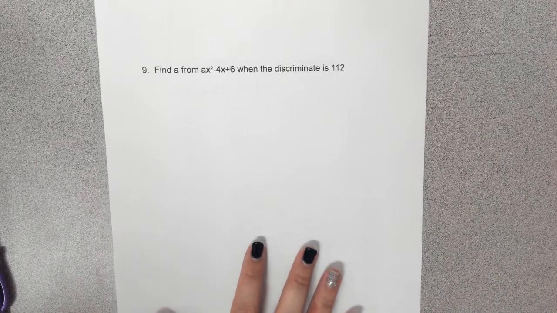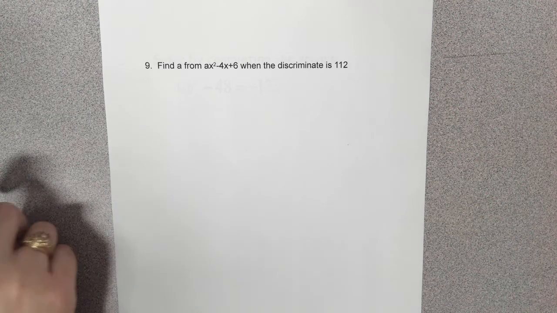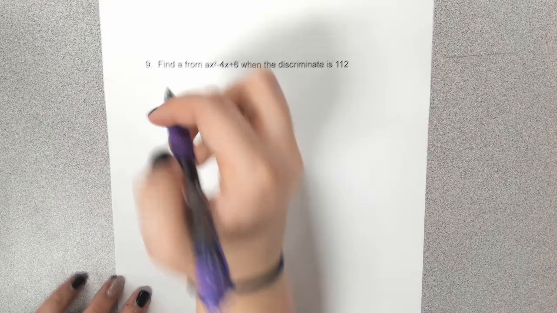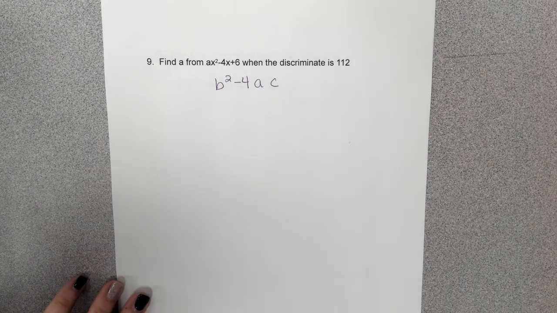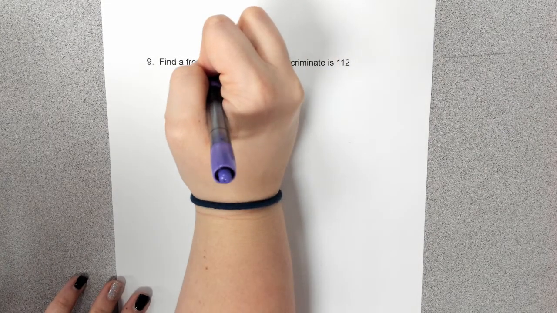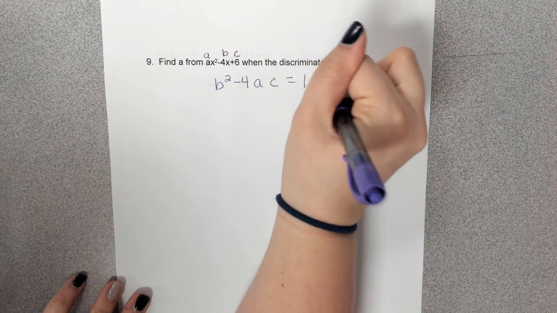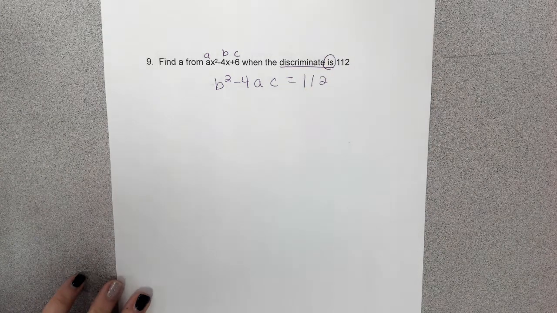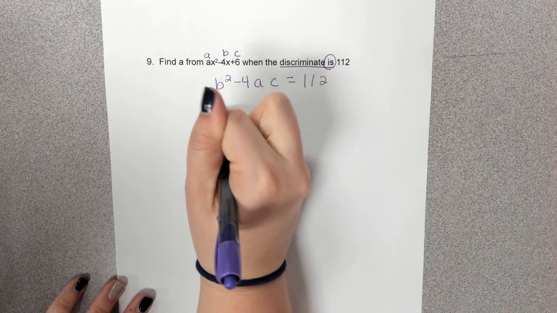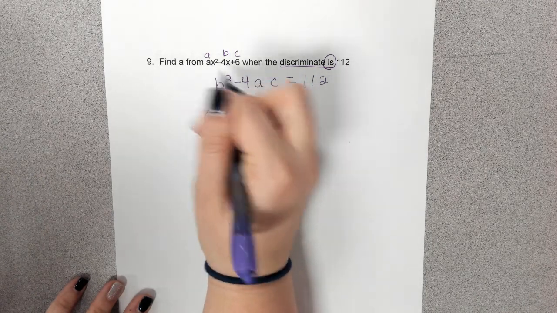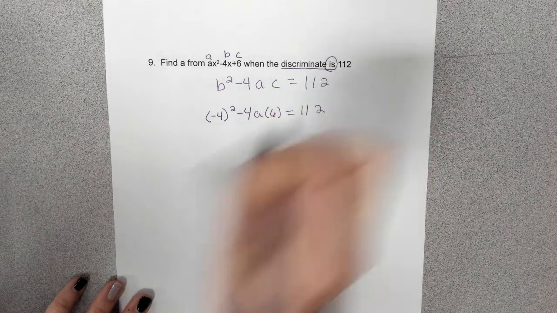Alright, number 9. Number 9 says, find a from ax squared minus 4x plus 6 when the discriminant is 112. So again, we're using that equation of b squared minus 4ac. Here I've got A, B, C, and I know this is equal to 112 because it says my discriminant is 112. So B is negative 4 squared minus 4, A is A, and then C is 6 equals 112.